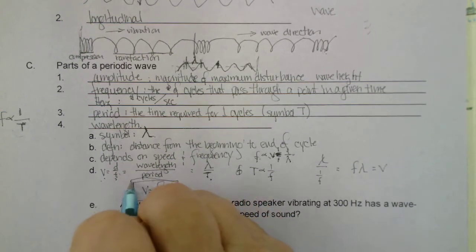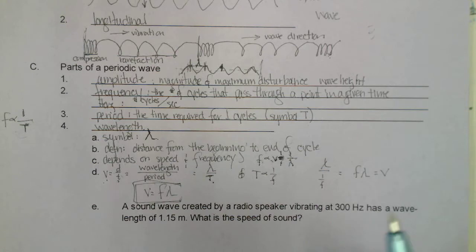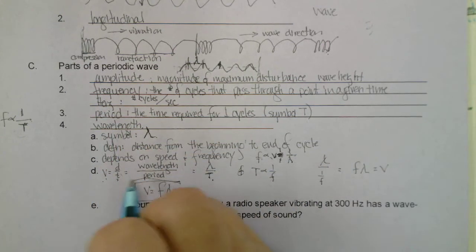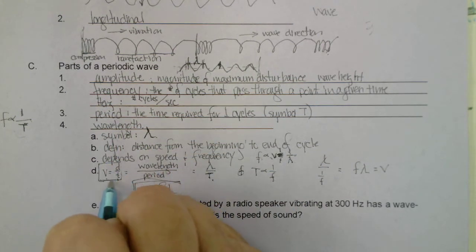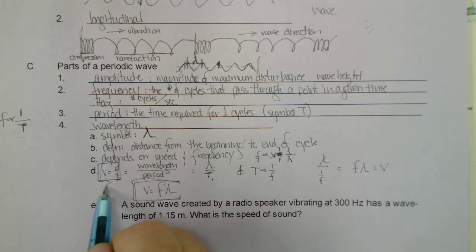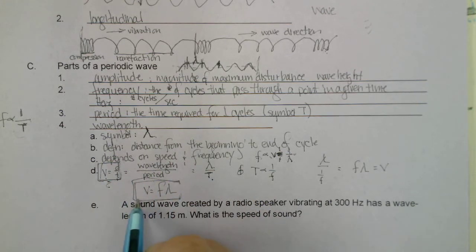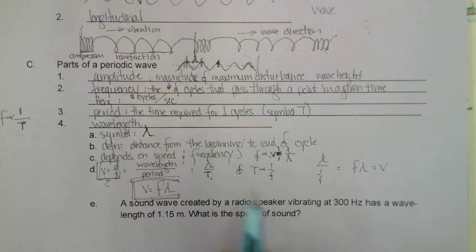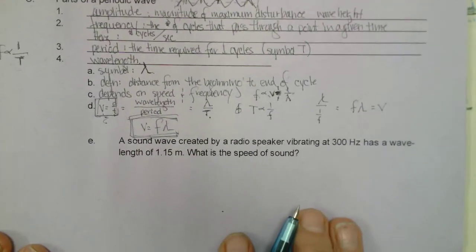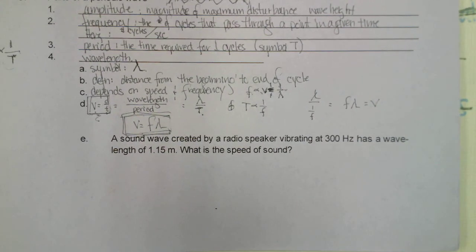That is a key speed formula, as is this. Don't forget that we can also use this. And if this works, use this one. But if you're given this information, use this one. All right, and then I have one problem that I want to do with you. A sound wave created by a radio speaker vibrating at 300 hertz has a wavelength of 1.15 meters. What is the speed of the wave?